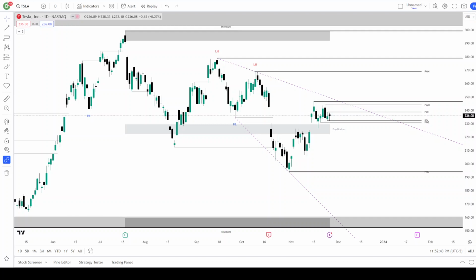This is Rustic. Today we're going to be taking a look at Tesla's chart. We're going to look at where price came from, where price ended today, and where price is likely to head tomorrow and into the rest of the week.